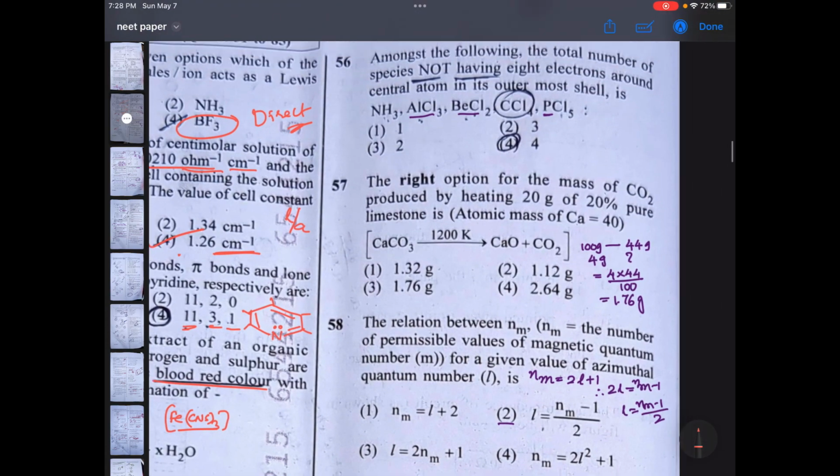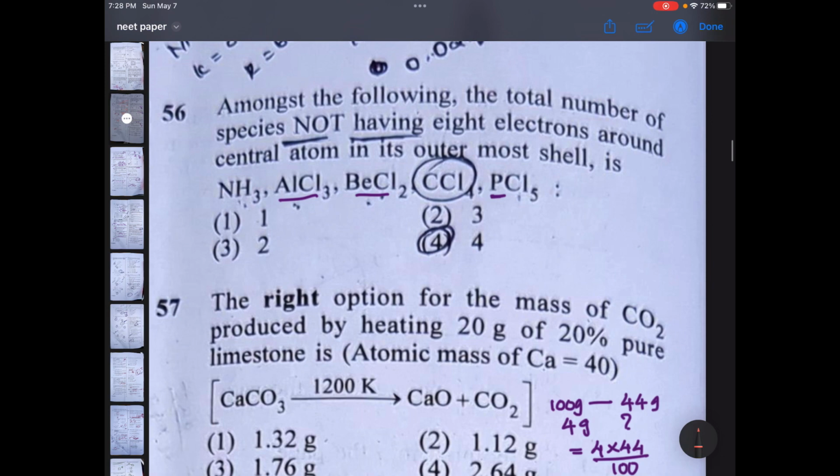Fine, coming to the 56th question. Among the following, the total number of species, I think this question will be a bouncer, because here it is asking for not having 8 electrons around the central atom. So nitrogen will definitely have 8 electrons, because nitrogen has 1 lone pair and 3 bonds. AlCl3 cannot, because AlCl3 has only 3 bonds. Back bonding is not considered here, so AlCl3 you can take as one option.